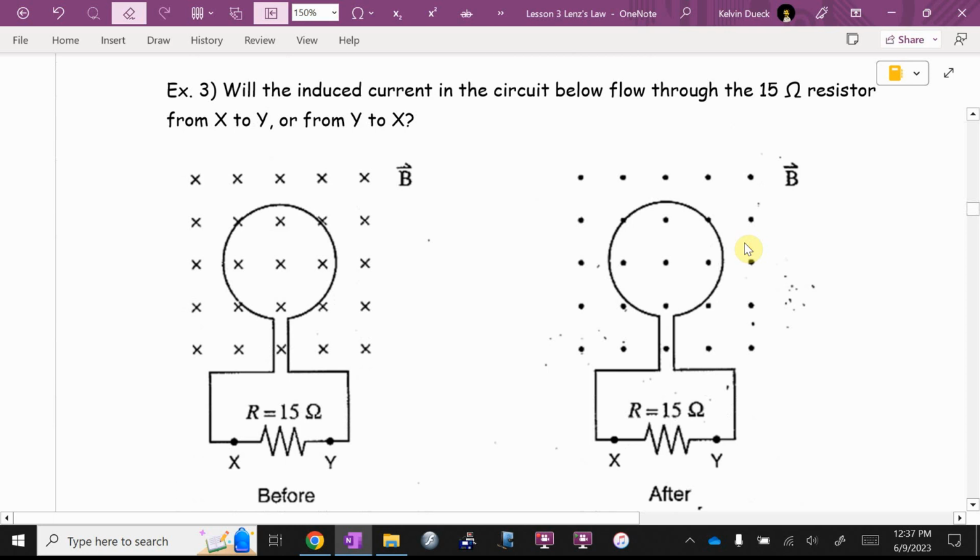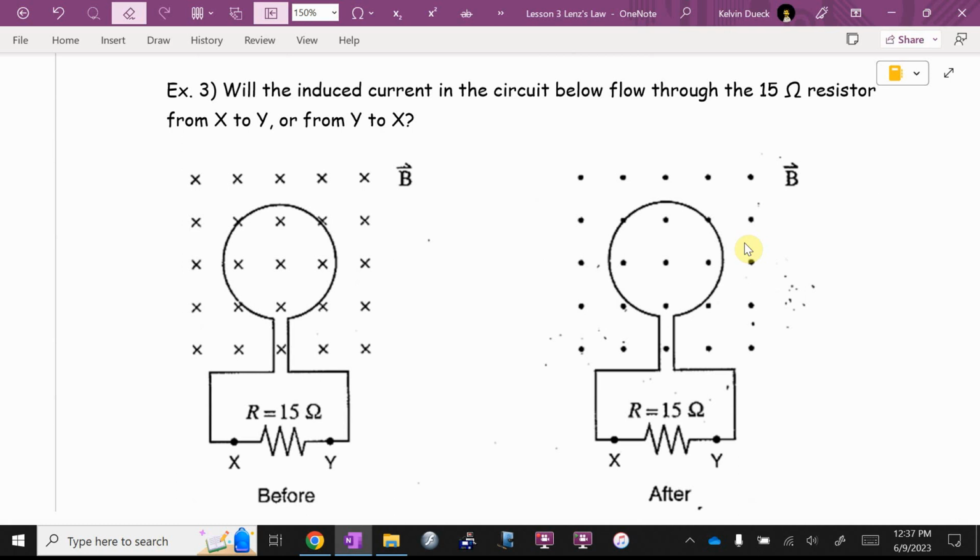What will be the induced current in the circuit below flowing through the 15 ohm resistor, and will it flow from X to Y or Y to X? They didn't give me enough information to solve this. Okay, look at the final picture. What direction is the magnetic field in the final picture? Out of the page. What will resist a magnetic field pointing out of the page, Taya?